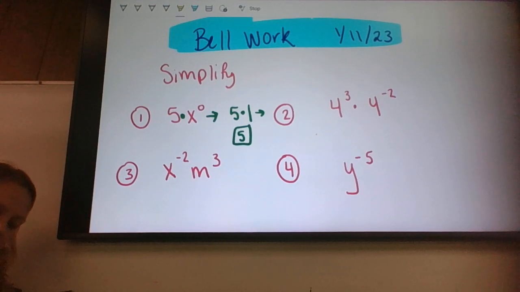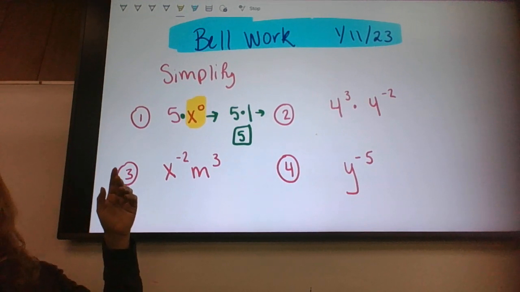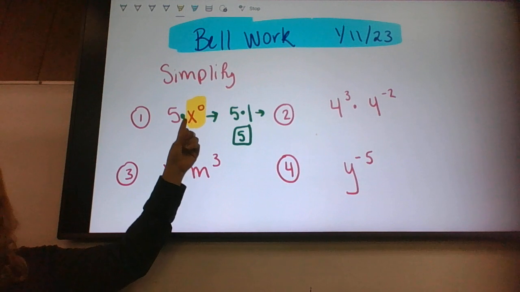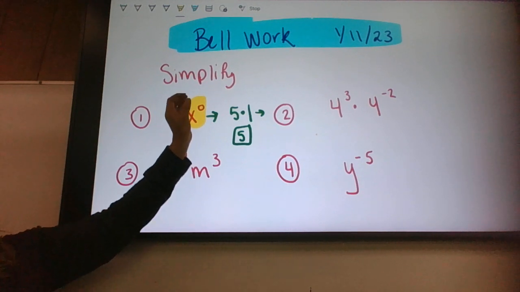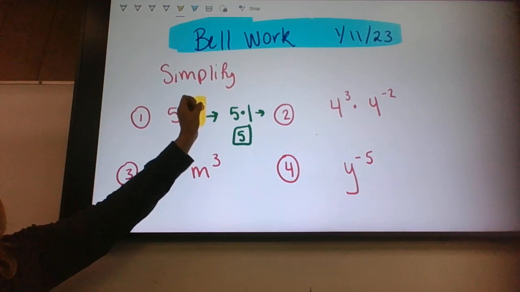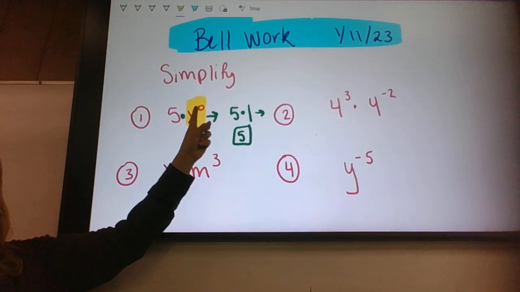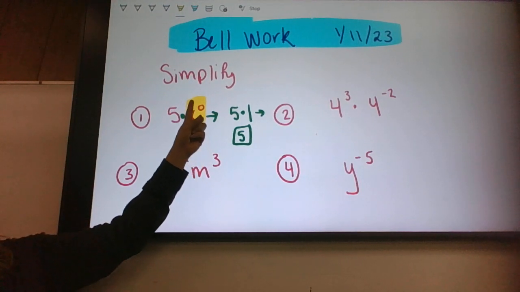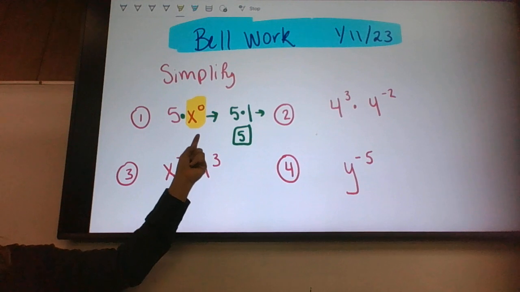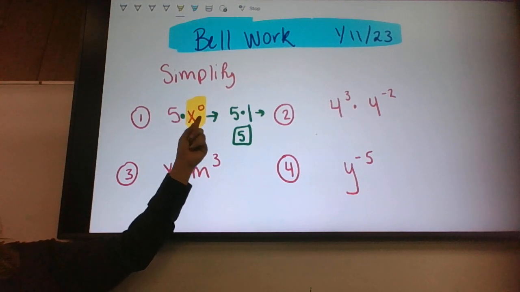I'm just going to highlight it. This is not 0, though. This is a 1. This yellow bit here is the same as 1. Just the yellow bit. That's a 1. So that's really 5 times 1.